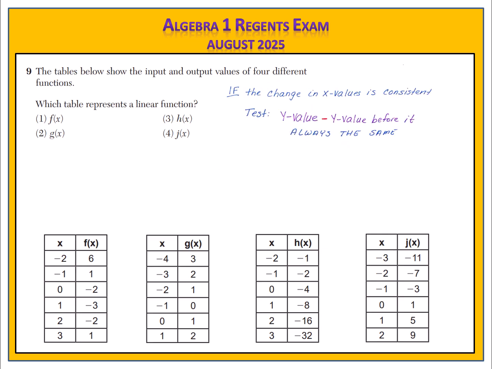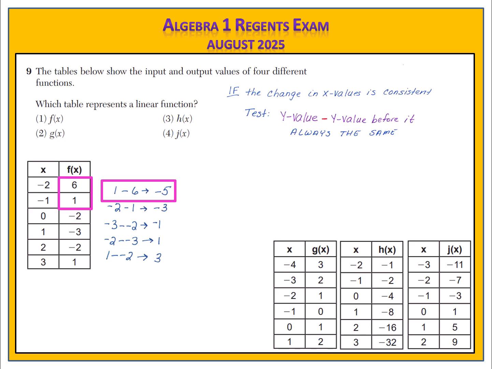We look at our first table. The x values are increasing by 1 each time, so we can use the simple test. Each y value minus the 1 before it. 1 minus 6, negative 2 minus 1, negative 3 minus negative 2, negative 2 minus negative 3, and 1 minus negative 2. We notice we get a different result each time. Because it is not a constant amount every time, this is not a linear function. Use extra caution when dealing with those double negatives, work carefully, and work slowly.